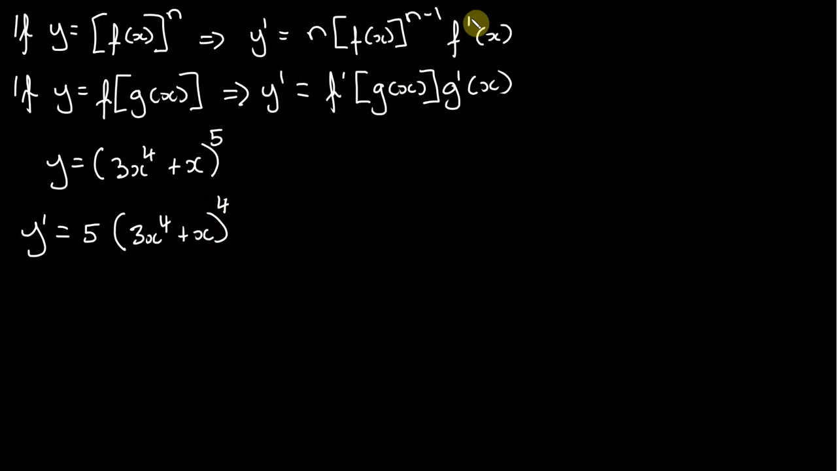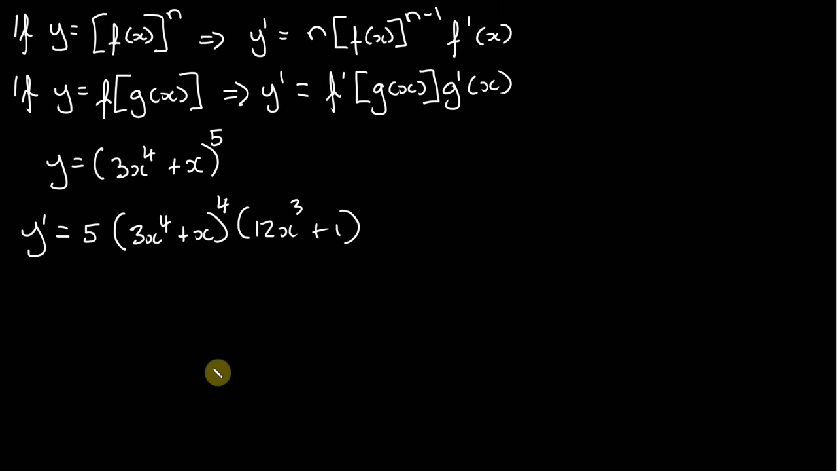And then we're differentiating our function, our f of x. In this case, it's everything inside the brackets. So that's going to be 12x cubed plus 1. And that's exactly this result. This is exactly what we have up here.